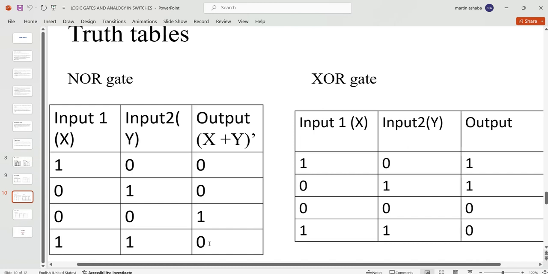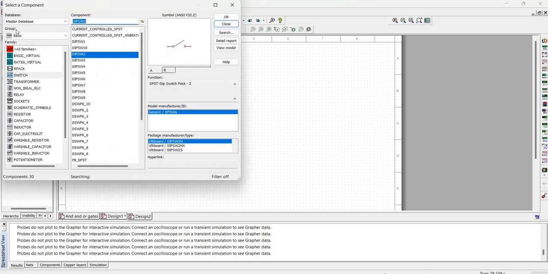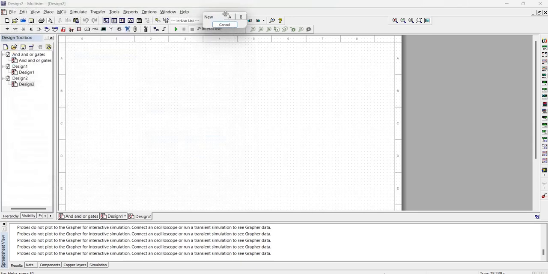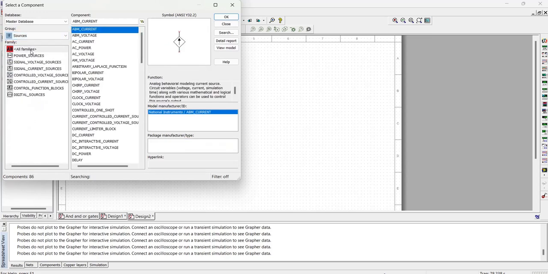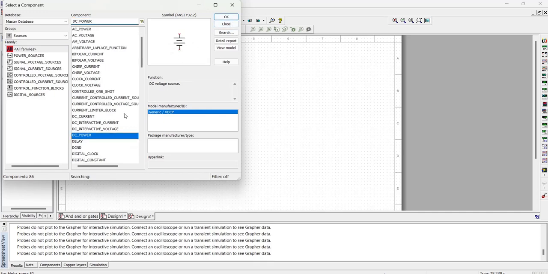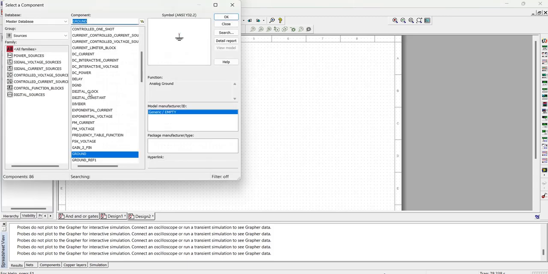So let's go and verify the results of this truth table in our circuit simulator, Multisim. Right away, let's go to the basic components and put our components. We have a switch, which is a single pole, single throw. We shall need two of them. Then we shall also need a power source. Let's use a DC power source. Then we shall also need a ground. It is a normal and good practice to ground your device.